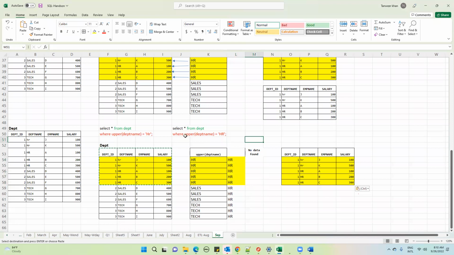The reason is that this upper department name happens in the temporary memory, and it is just for reference. It will mark which rows are the valid ones, and then the corresponding data will be picked. We are picking data from here, not here. So don't think that if I mention upper here, the data will be changed to upper. No. Whenever I write select, it will never disturb your parent table. So it will pick from there only. Hope it is clear.